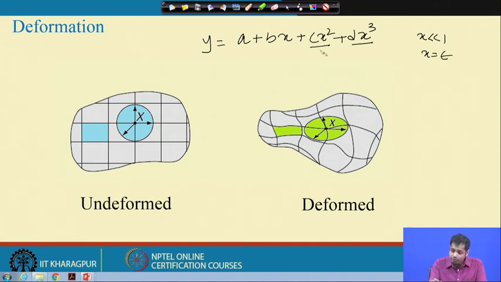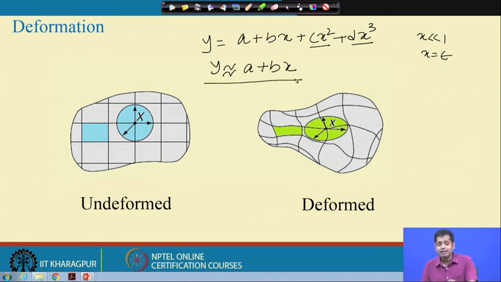Then the contribution of all these terms, because they are the higher order terms, becomes 0. So, in that case, your y can be written as a plus bx. Okay. So, in that case, if x is very small, the relation between y and x can be idealized as linear, right.